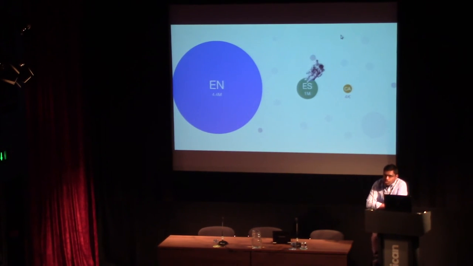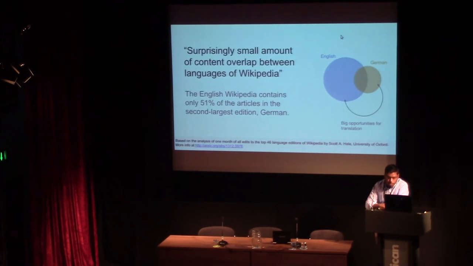To understand this question, we need to see how much overlap exists in terms of number of articles. If you look at the two large Wikipedias, English and German, you can see that about 50% of the German Wikipedia articles exist in English also. But at the same time, it gives us a lot of potential, right? There are a lot of articles we can translate from English to German, and we can translate a lot of German articles to English. So this kind of potential gives a big opportunity for us to develop such a tool.